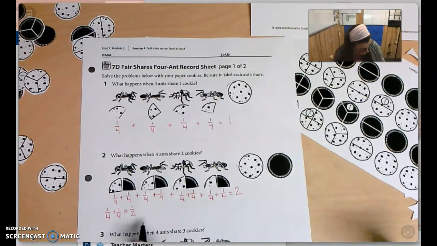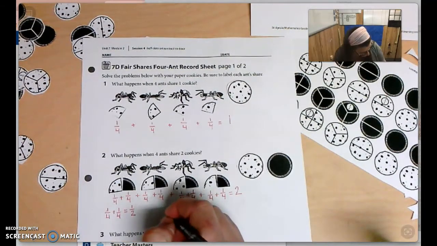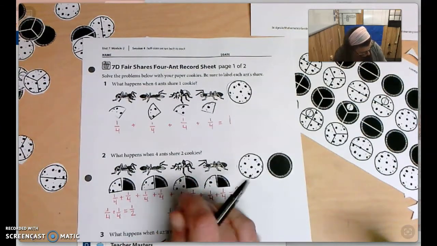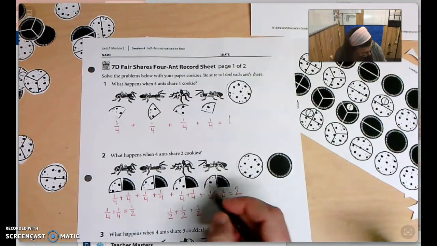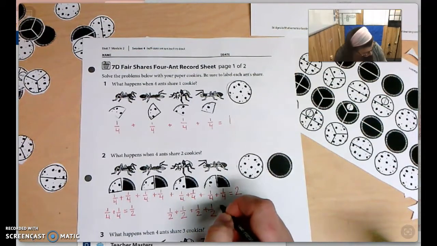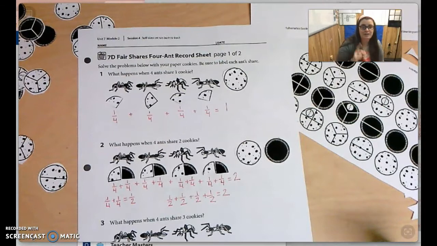So then you could start to think about, well, 1/2 plus 1/2 plus 1/2 plus 1/2. That also equals 2. Isn't that interesting? There are some patterns here. You know I love patterns in math, and there are some patterns to be seen here.